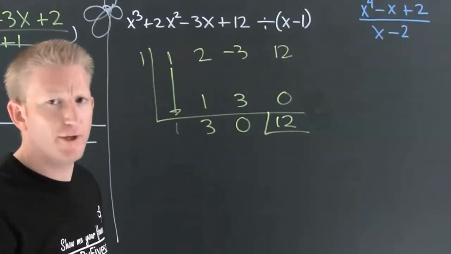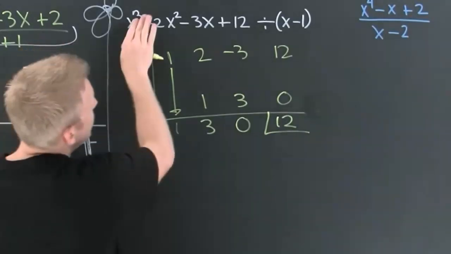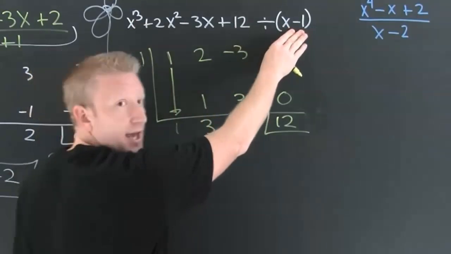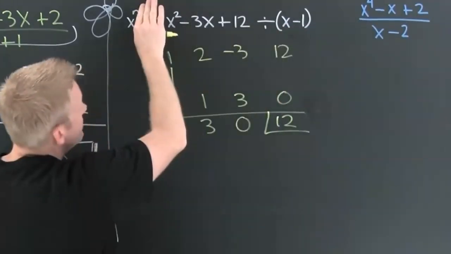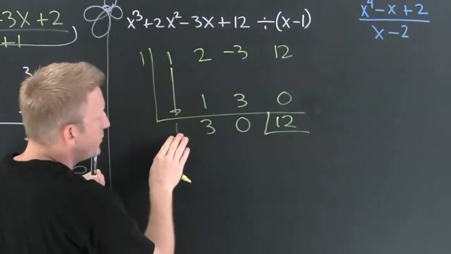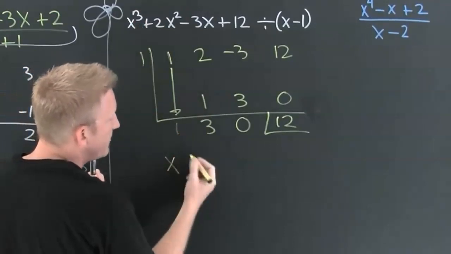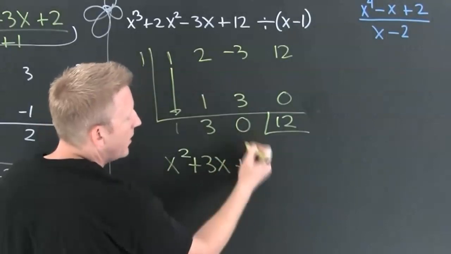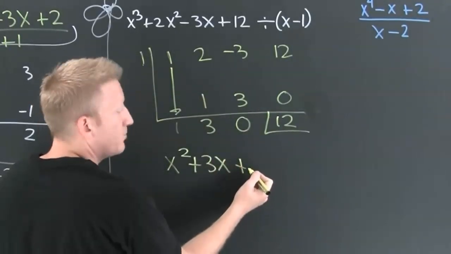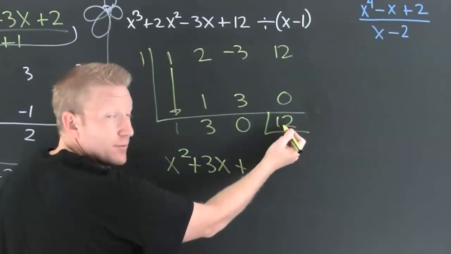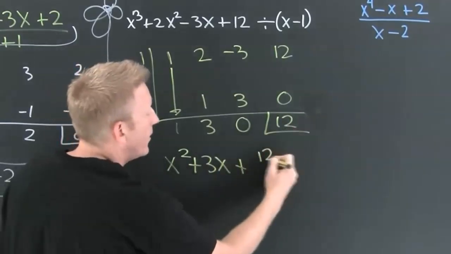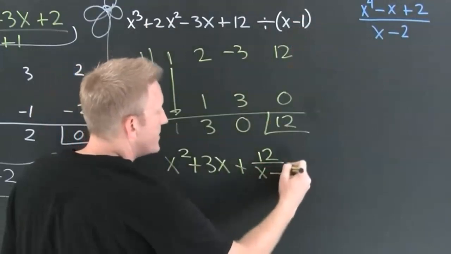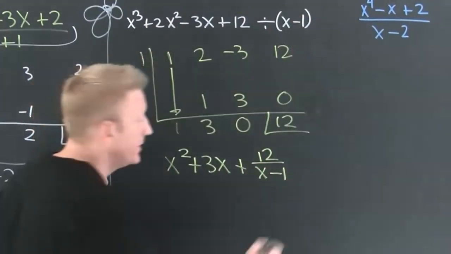Let's go through and rewrite our quotients. I had degree 3. This is going to take it down a notch, so instead of degree 3, it's now going to be degree 2. So this is going to be x squared plus 3x plus, no constants, but I do have a remainder. And how do I write that? I write it as remainder over divisor, x minus 1.